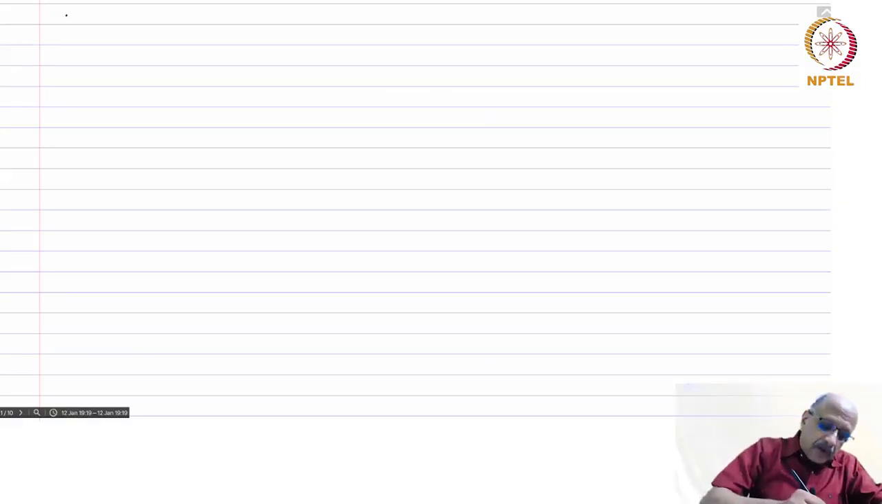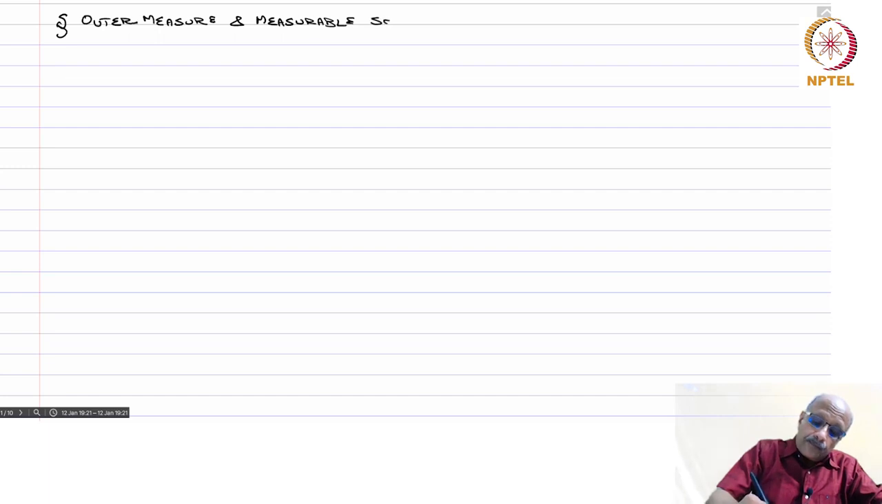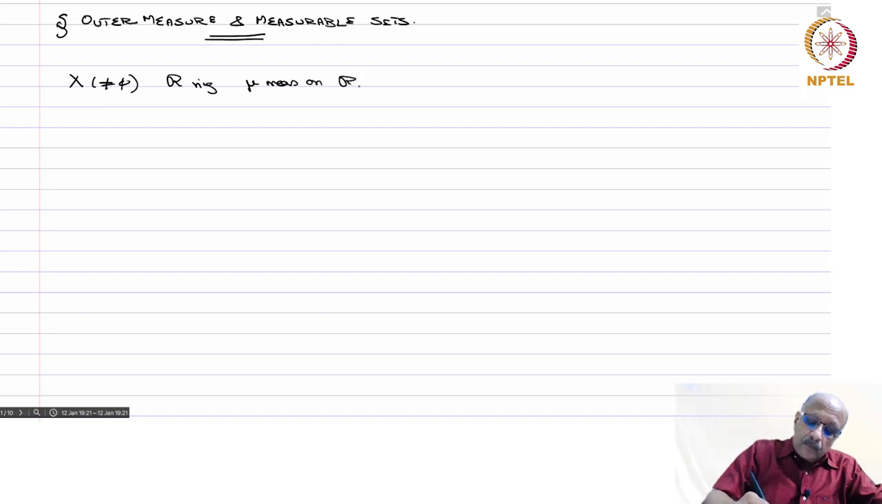Our next topic is measure and measurable sets. So we already stated this problem before. X is a non-empty set, R is a ring on X, and mu is a measure on R. Then we wanted to know if we can extend mu to something bigger.